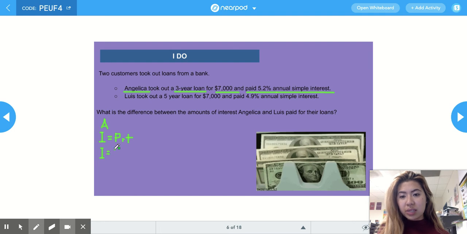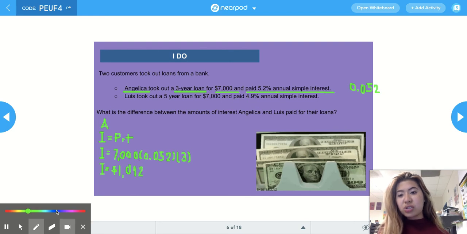So our principal is 7,000. Our interest rate is 5.2%, but as a decimal, that's 0.052. And lastly, our time is 3. So once we calculate this, we get 1,092. Okay, that's Angelica's interest earned on her loan.